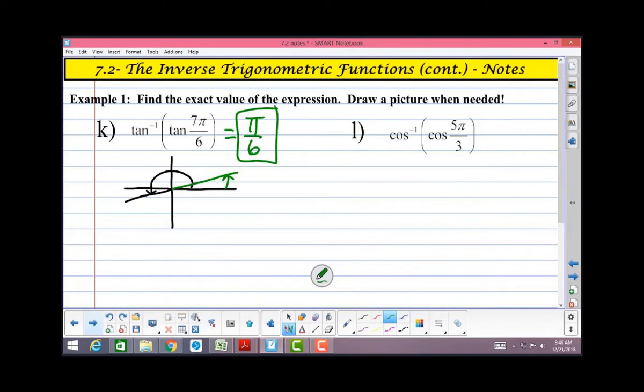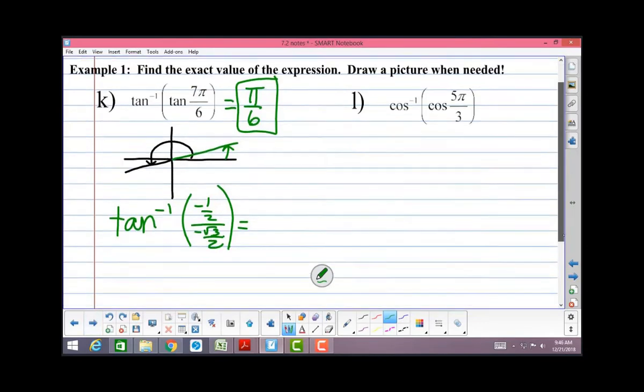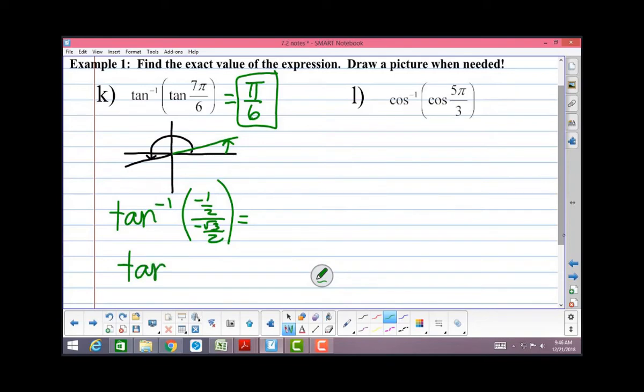Instead of just doing it that way, if that's confusing for you, you could do it the long way. You could figure out, okay, what's the tangent of 7 pi over 6? I know the coordinates at 7 pi over 6 are negative root 3 over 2, negative 1/2, and tangent is y over x. So it's negative 1/2 over negative root 3 over 2, which simplifies to the inverse tangent of positive 1 over square root 3. If we rationalize it, it'd be square root 3 over 3. But for all intents and purposes, it helps just to figure out where is the tangent have this value.